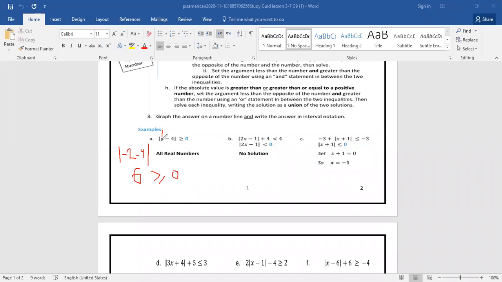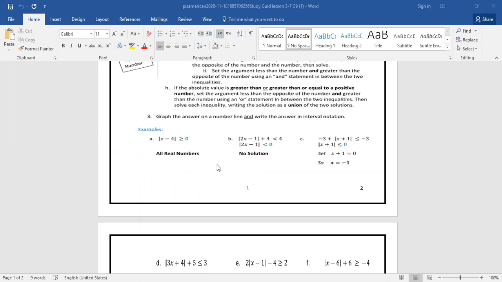Give me the value of x equal to 4. Then it will be 4 minus 4 more than or equal to 0. Okay, 4 minus 4 will be 0. 0 more than or equal to 0, yes. Which means any value will satisfy this inequality. Any value you replace x with will be a solution for this inequality.